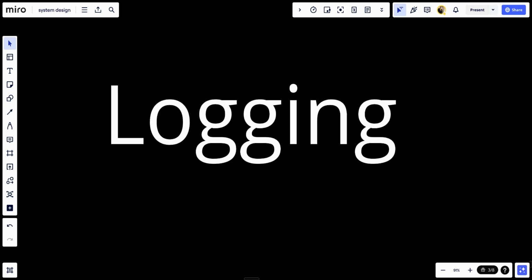Welcome back. Logging. Logging is a critical aspect of software development and system administration, providing a way to record information about a system's operation, errors, and other significant events. Effective logging practices can help in debugging issues, monitoring system health, auditing actions, and ensuring compliance with regulations. Let's take a closer look at the fundamentals of logging.